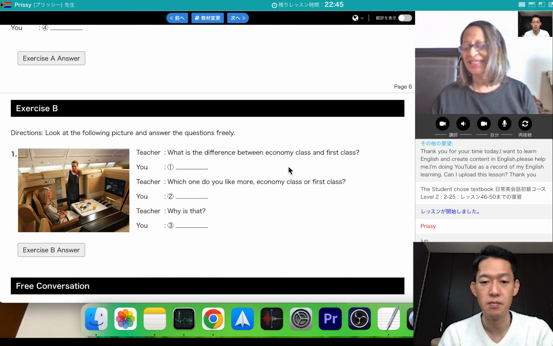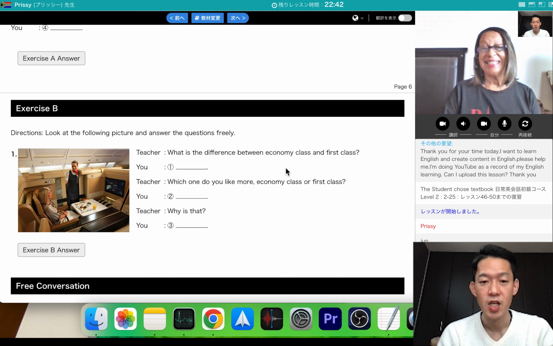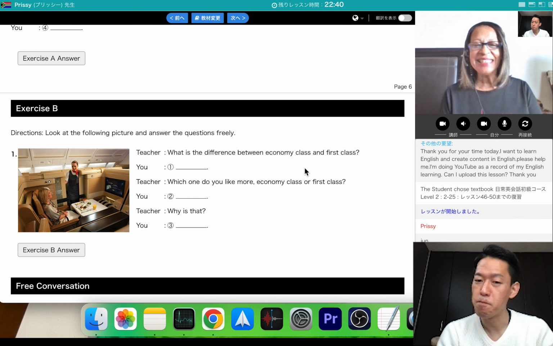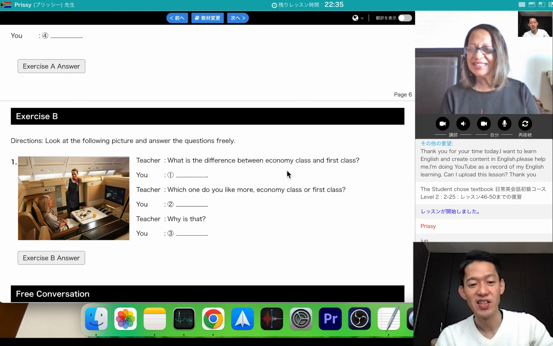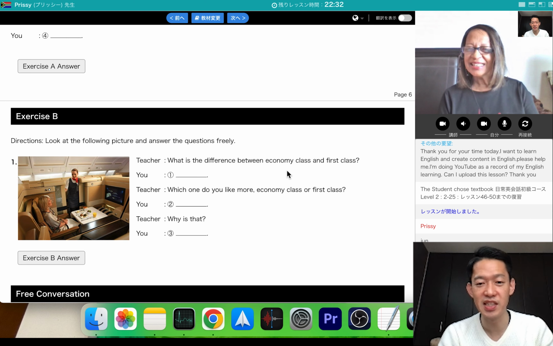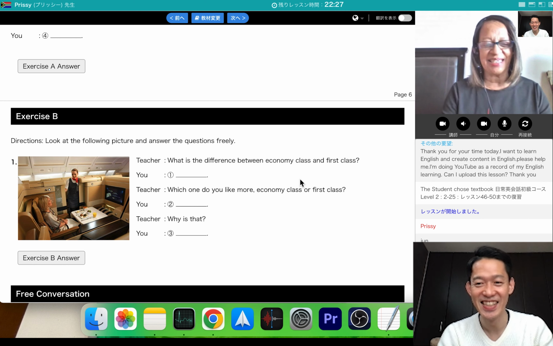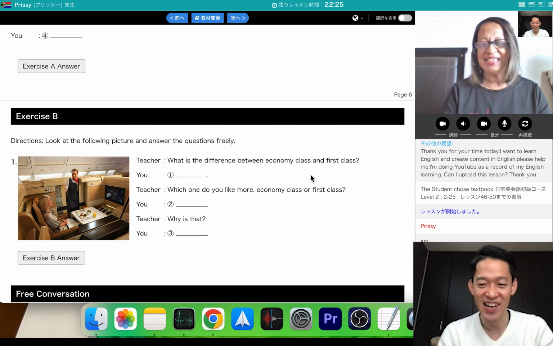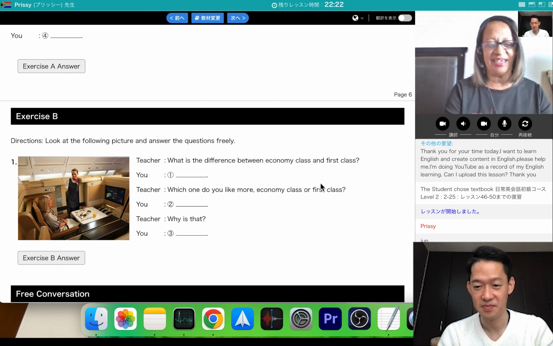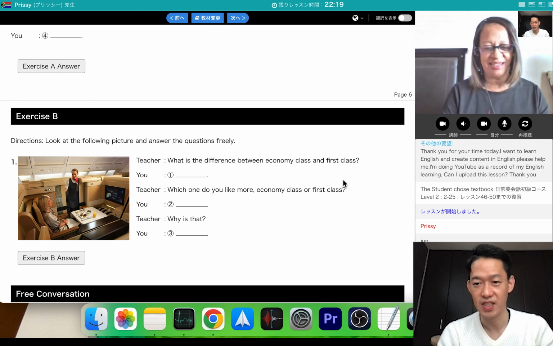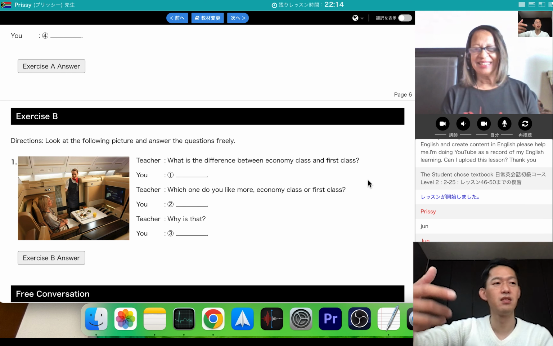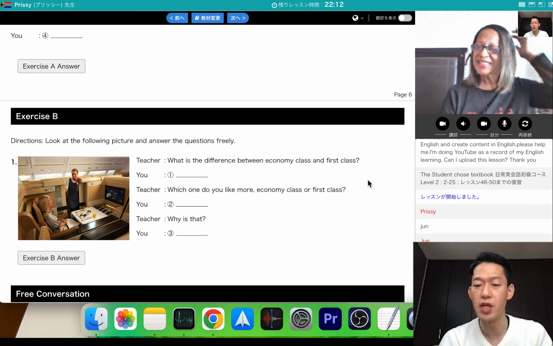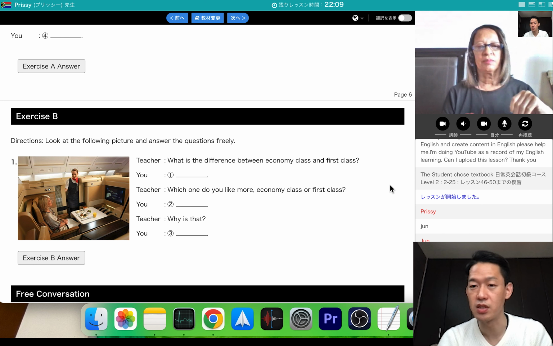First class is flat reclining seat. Okay, good. Yes, so in first class, you can get reclining seats. That's a good one, June. Yes, thank you. But what is the correct answer?